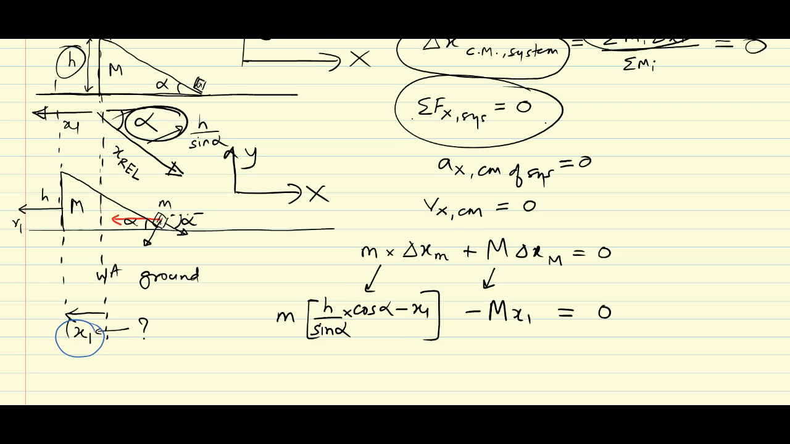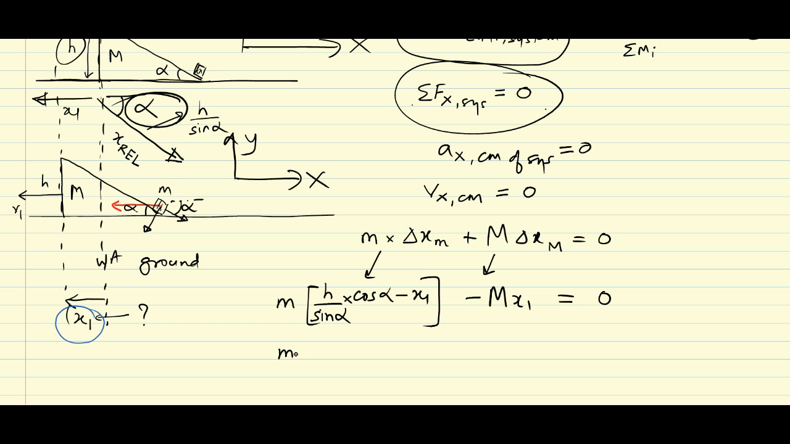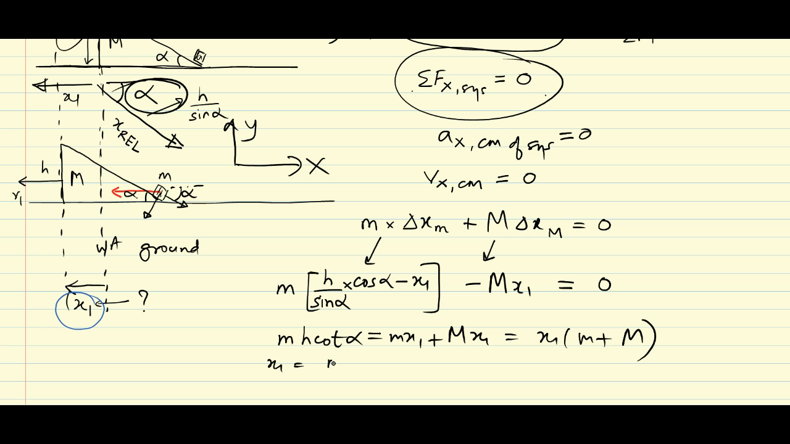And now of course I just have to do some manipulation. I get m into h into cot alpha minus m x1 minus capital M x1 is equal to 0. I can take the x1 terms to the right hand side, so this becomes small m x1 plus capital M x1. Take x1 common, it's small m plus capital M, and finally what I get is x1 is equal to m h cot alpha divided by small m plus capital M. So this is the leftward displacement of capital M in this entire process.